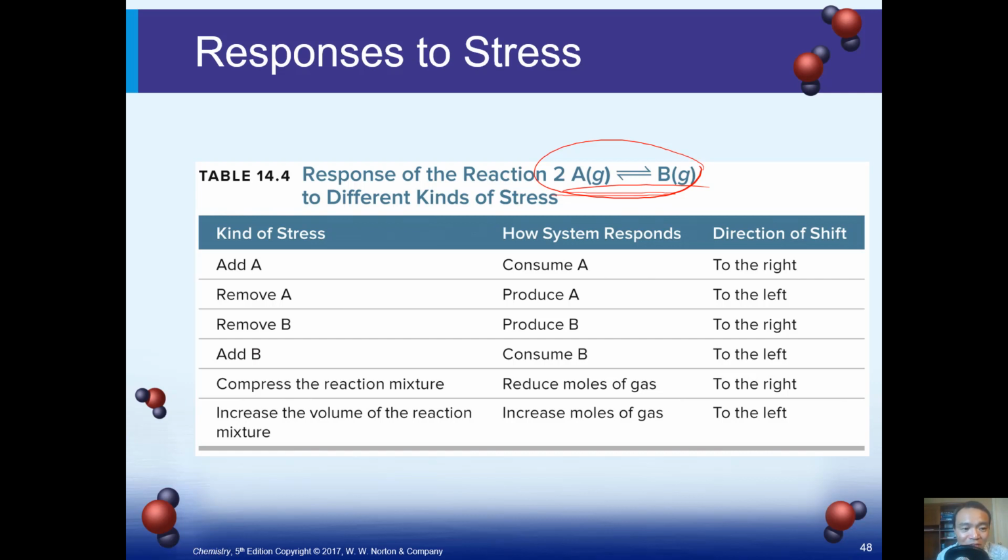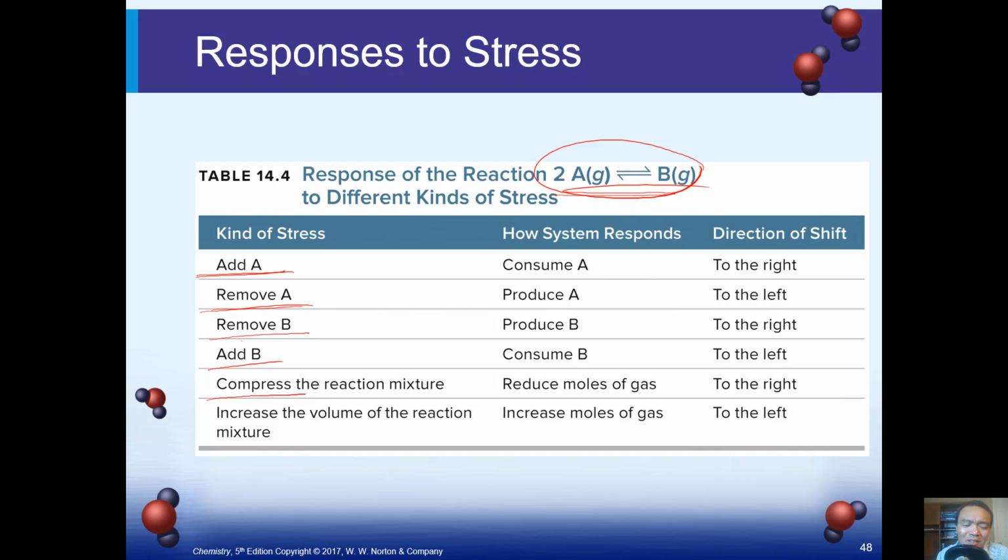Although here it gives you gas phases, you do need to keep that in your mind because it's very often tested. So in this case, you add more products or take away, add more reactants or take away reactants or products, or you change the volume by compressing or expanding the container, or you can change the temperature. We have talked about these situations.